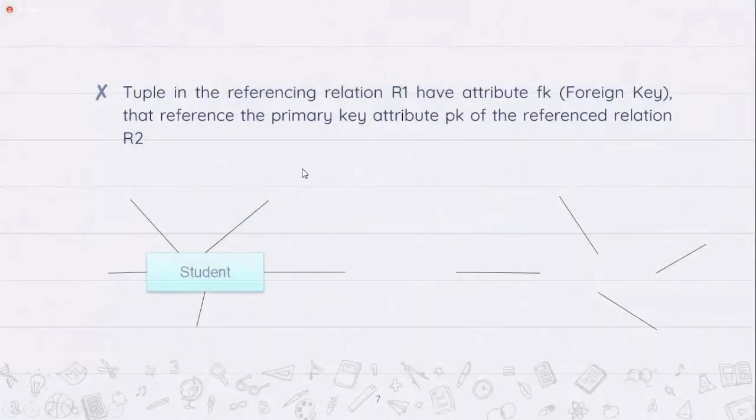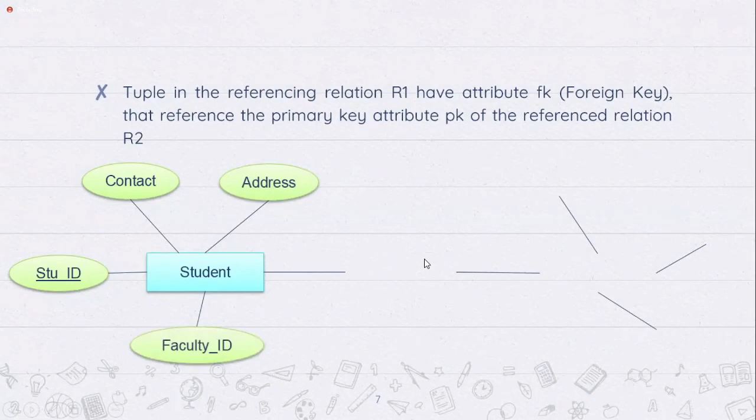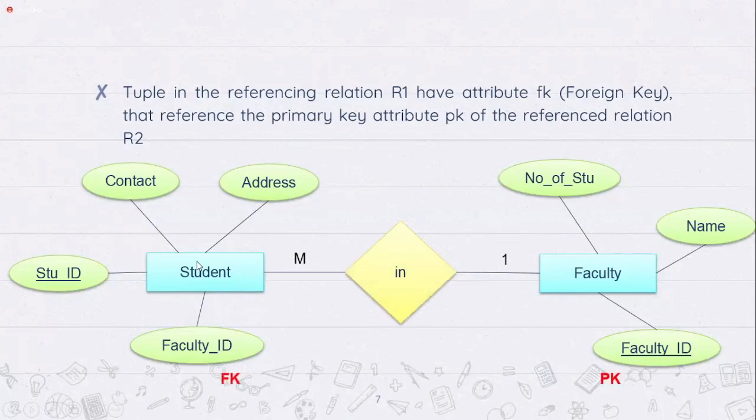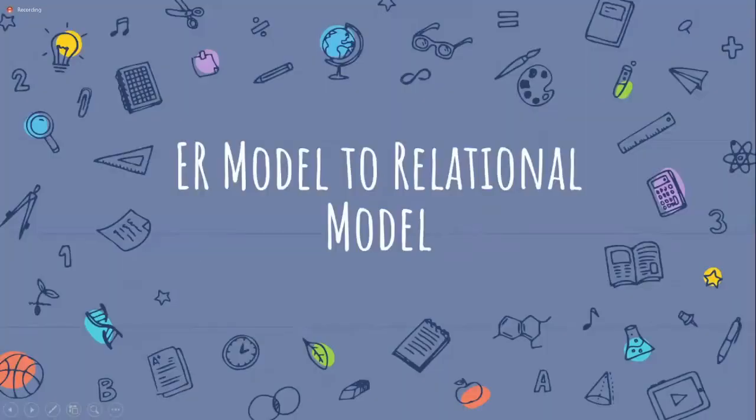So there is an example. There is a student, and the student has a student ID, contact number, address and faculty ID. Now you also have a faculty ID. You are a student of FMS, Faculty of Management Studies. And there are faculties available, with faculty ID, faculty name, and number of students. So we take this faculty ID from this faculty table, the faculty entity, and put it into the other table. That is foreign key. I will explain. Don't worry. That is referential integrity constraints.